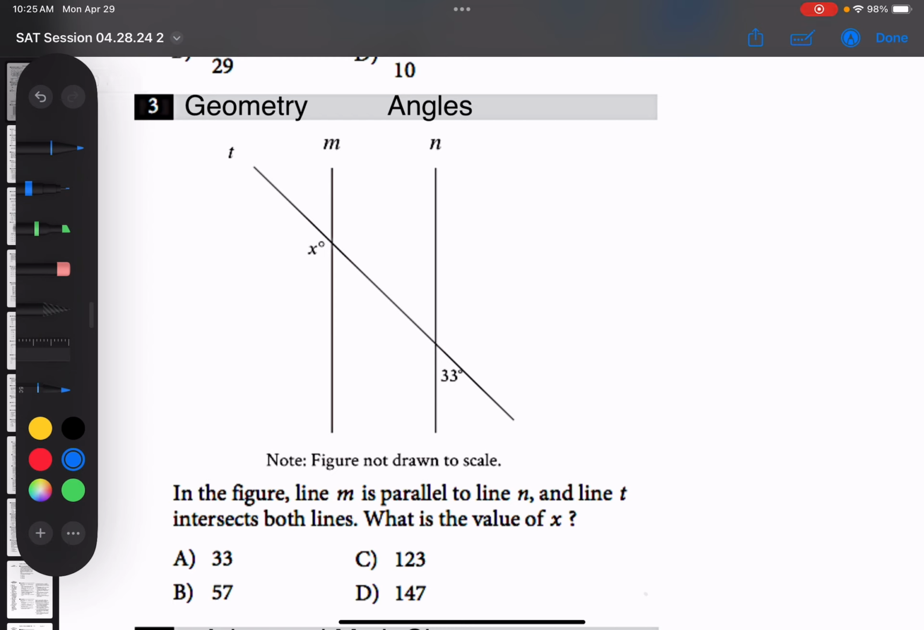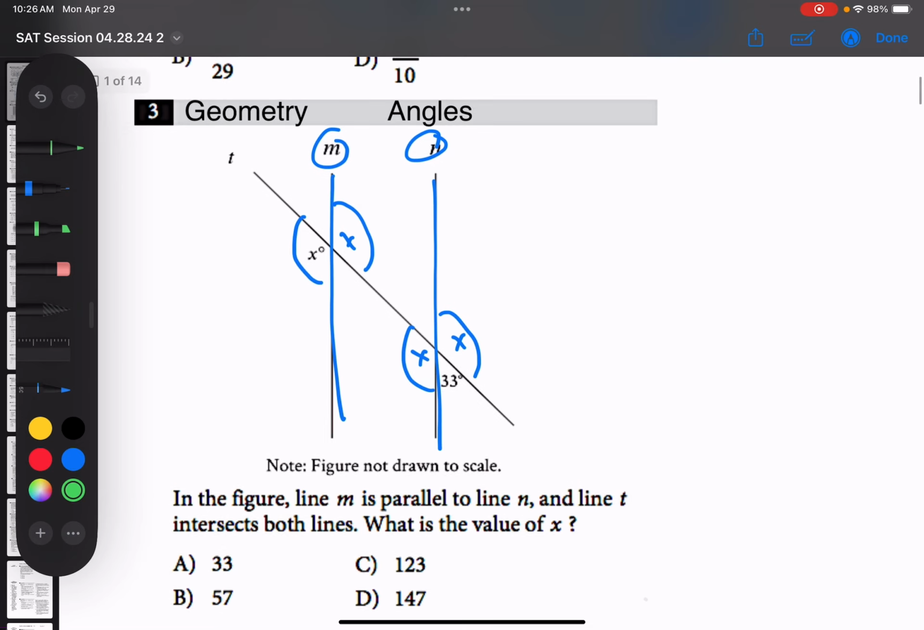Geometry, angles. So we see two lines, M and N. It looks like they might be parallel to each other. And then you have a T going right through it. I think it's called a transversal. I don't know, and I don't care. So if these two lines are parallel to each other, we have rules. If that's X, this must be X degrees. Vertical angles must be X. That must be X. And if that's the case, then this angle is 33. That must be 33. This guy has to be 33, and this guy has to be 33.